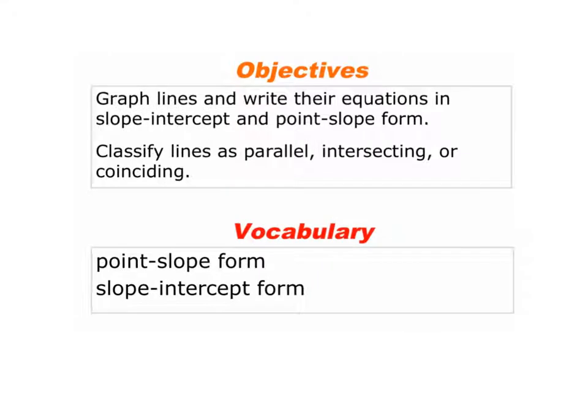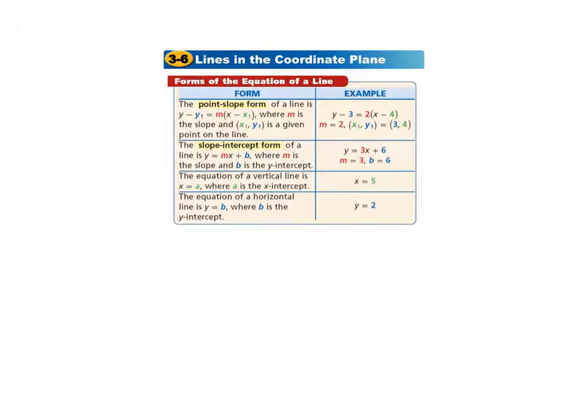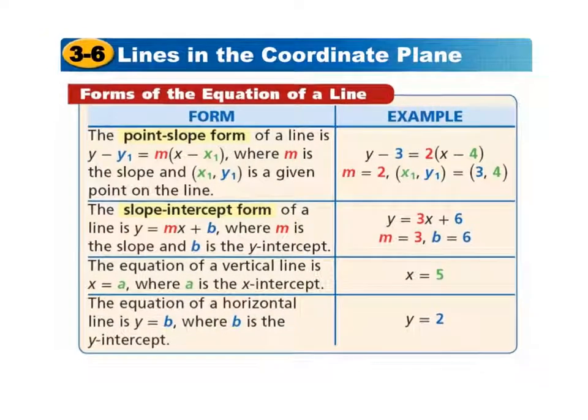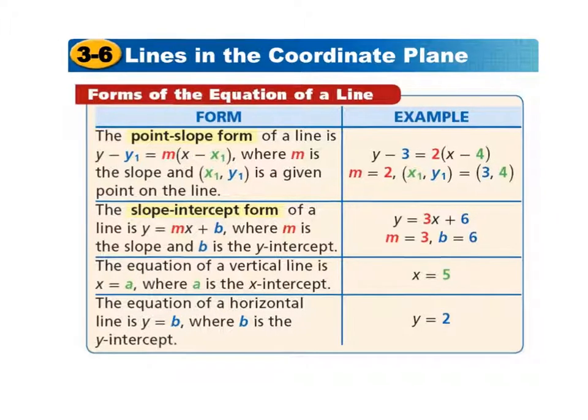Section 3.6 has the objectives of graph lines and write their equations in slope-intercept and point-slope form, and classify lines as parallel, intersecting, or coinciding. Our vocab is point-slope form and slope-intercept form. So we have two forms of the equation of a line.